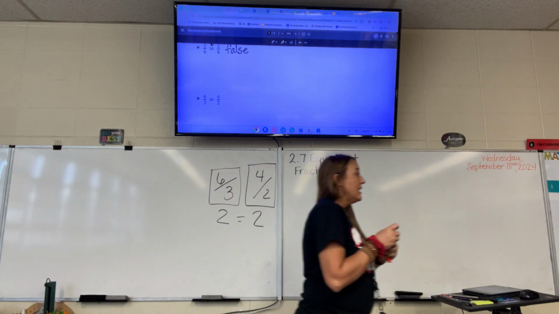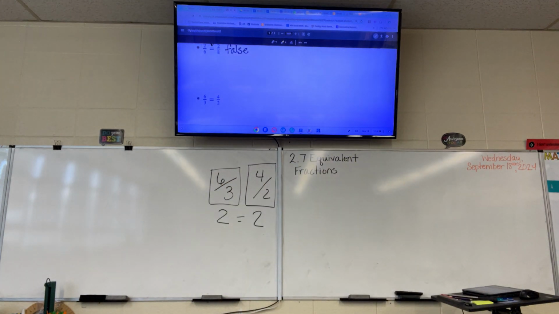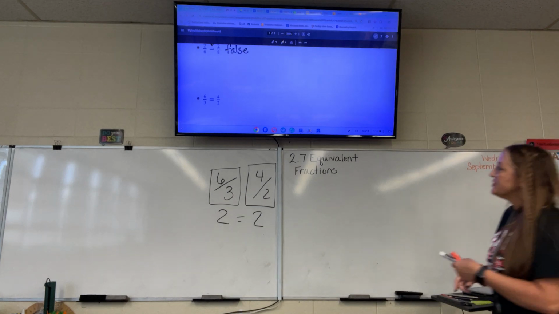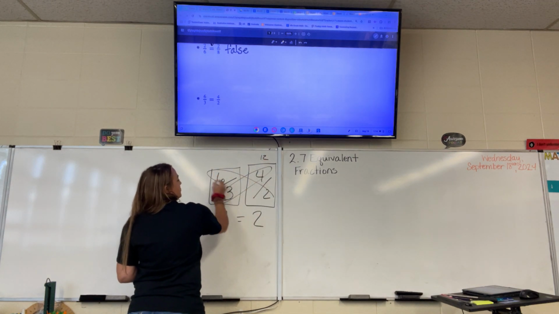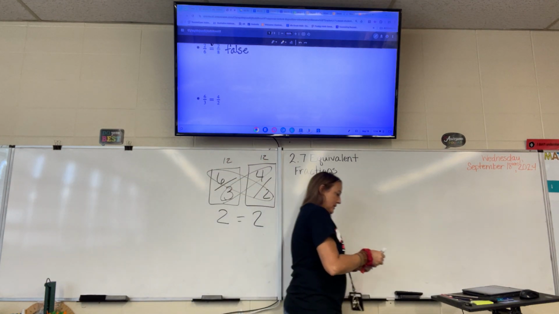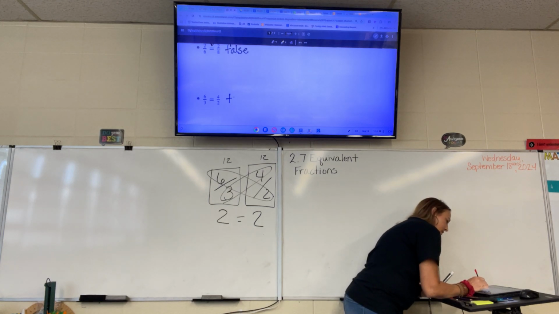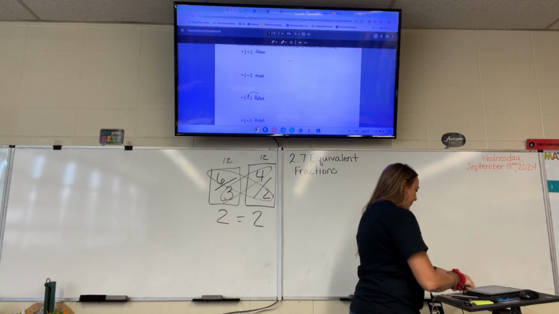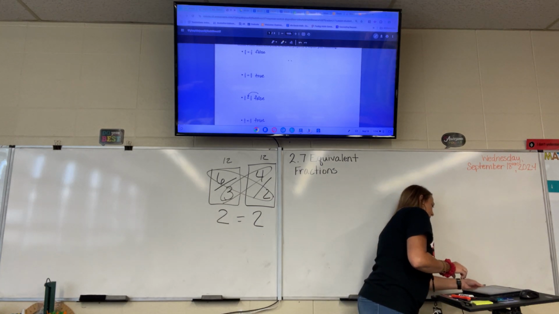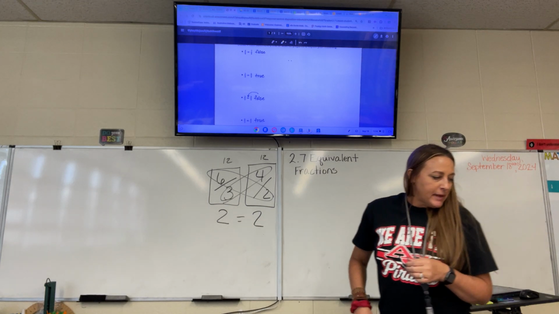6/3 and 4/2. Another way you can look at it is these orange ones are my third size parts. 1, 2, 3 makes a whole. 4, 5, 6 gives you 2 wholes. On halves, 1, 2 gives you a whole. 3, 4 gives you 2 wholes. Okay? And of course we can cross multiply. 3 times 4 is 12. 2 times 6 is 12. So this one is a true statement. So we have false, true. Make sure you've got that written down and then turn to the next page.